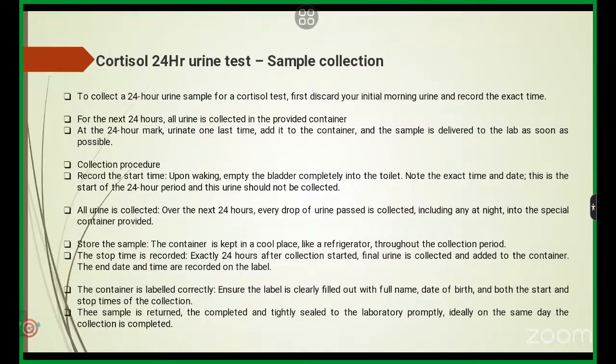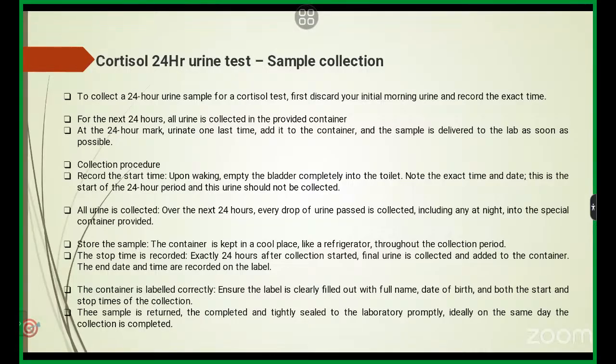But the time has to be indicated when the sample collection started. Voided. Then after that, any urine that is produced has to be put into that container for 24 hours. Now the last urine has to be 24 hours later, after that morning urine has been voided.